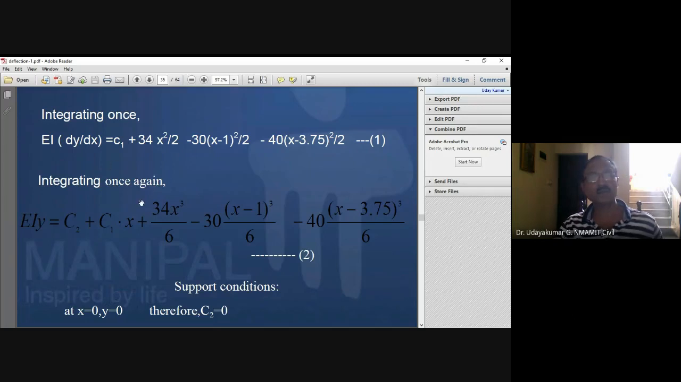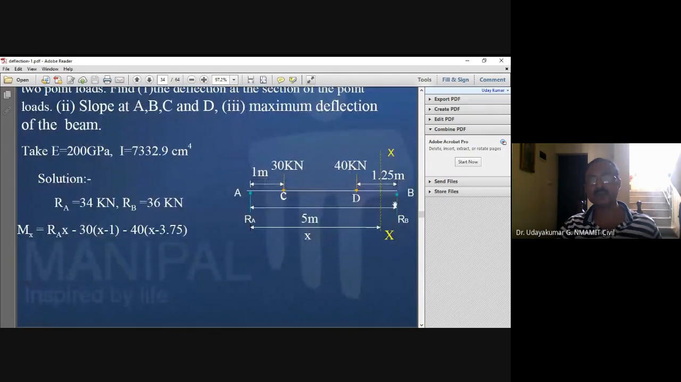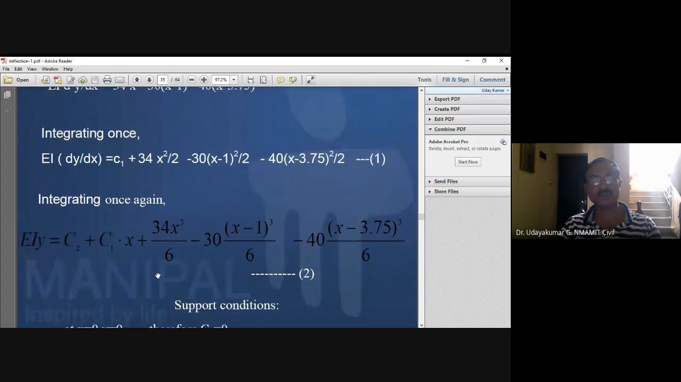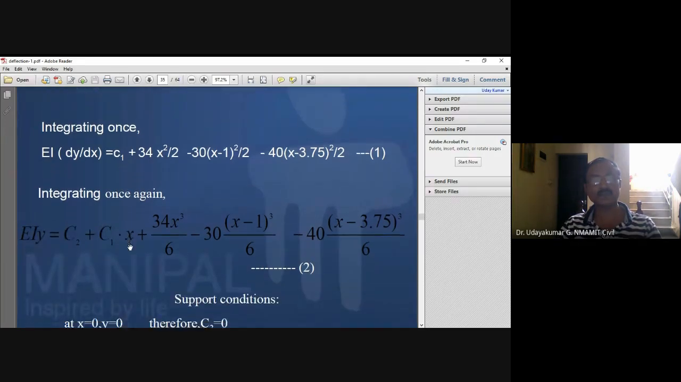Now what you have to do to find C1: put once again x equal to L, deflection is 0. You are seeing the problem here. At x equal to L, deflection is 0. To find C1 and C2, at x equal to 0, y equal to 0, therefore C2 equal to 0. And to find C1, put x equal to L, y equal to 0. So once again, you have to use the same equation here to get C1. So this will be in terms of L, that is 5, C1 into 5.